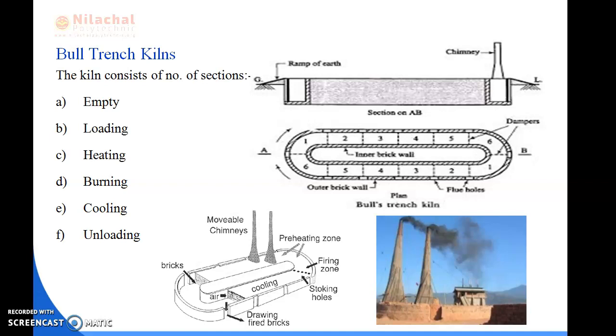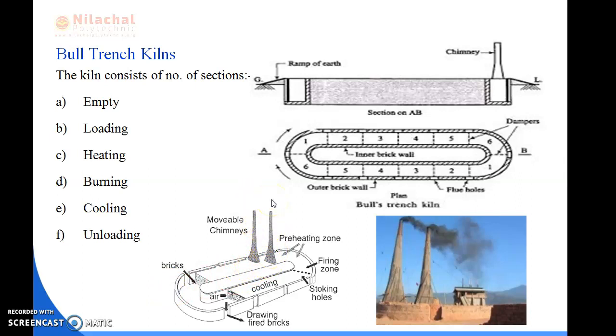Next, it includes 2 sets of movable chimneys. You can see the 2 sets of movable chimneys here in the diagram. They are always placed ahead of the section in which burning is to be carried out. Such an arrangement allows the preheating of the bricks in the chamber over which the chimney is placed. As the process continues, the gases will be removed through the movable chimneys.